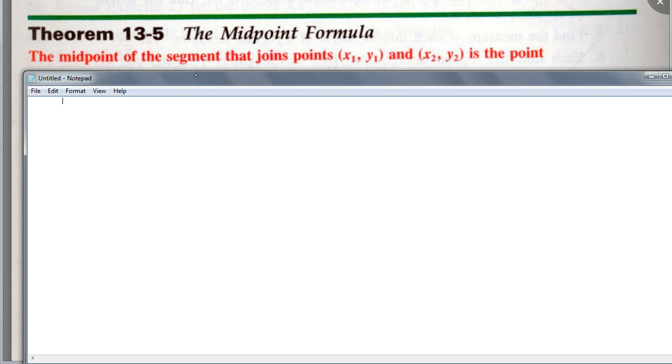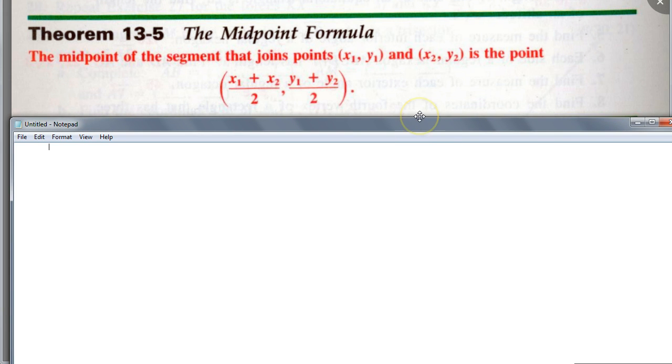It turns out it's just the average of the x's, comma, the average of the y's. So Hannah, what do you think it is? Exactly. It's (x sub 1 plus x sub 2) over 2. That's the average of the x's, comma, (y sub 1 plus y sub 2) over 2. Okay, that's it. So write that down.